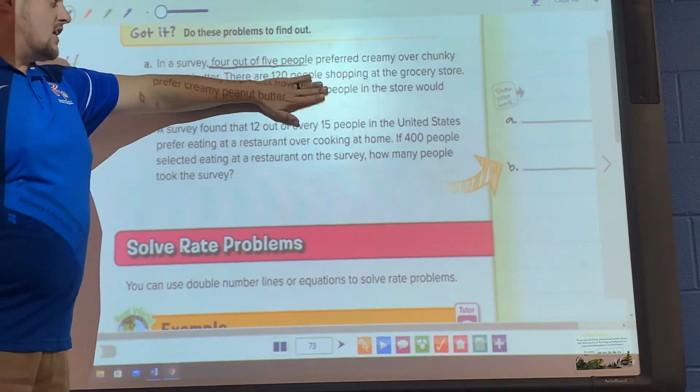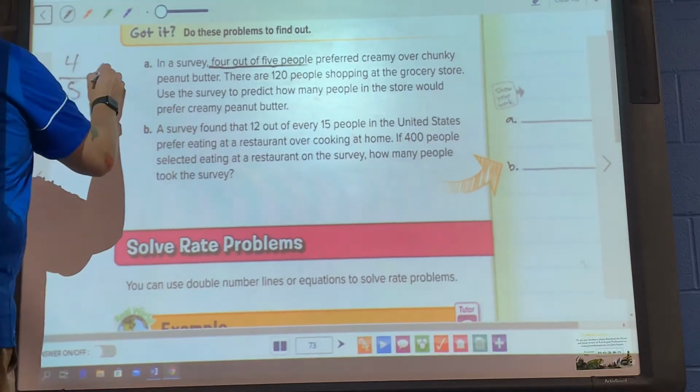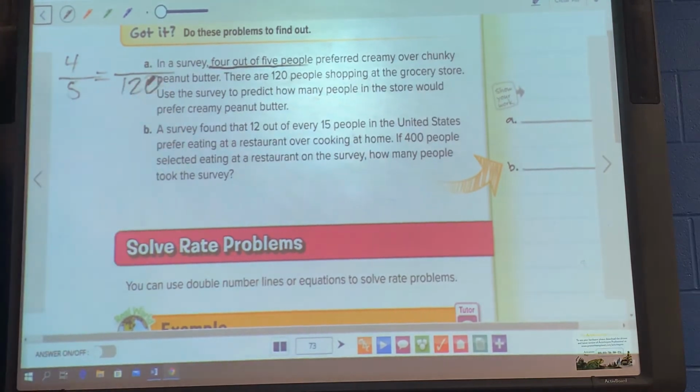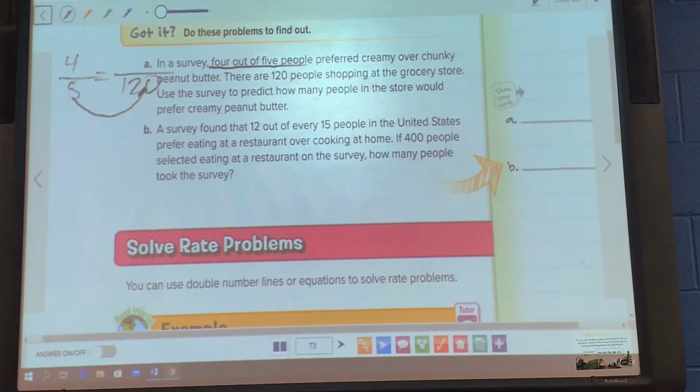Here's our second part here. 120 people shopping at the grocery store. That is the total amount, because we don't know how many people out of that are going to choose the creamy or chunky. So we're going to do 120 on bottom, total. So now we got to figure out how to get from 5 to 120. So you got to multiply this by, what is this?